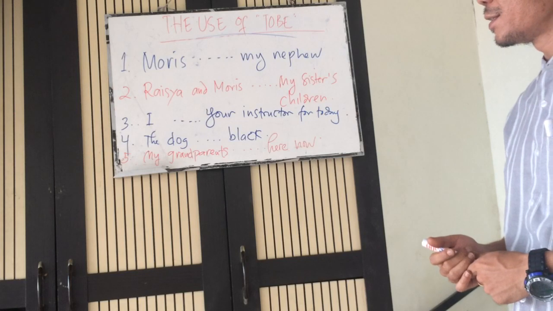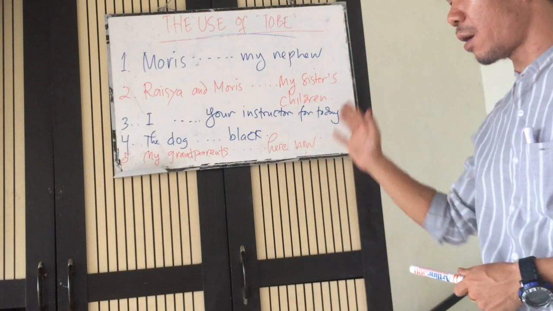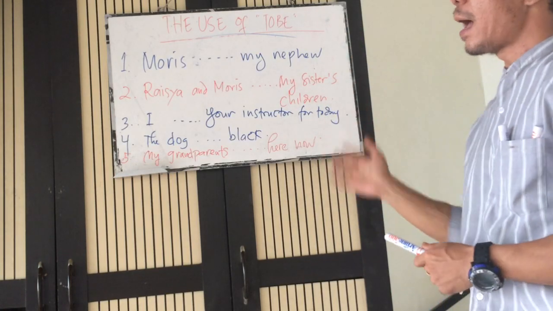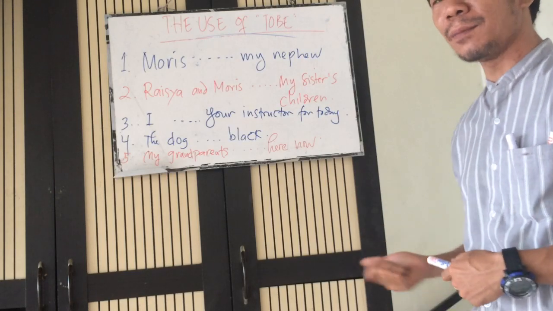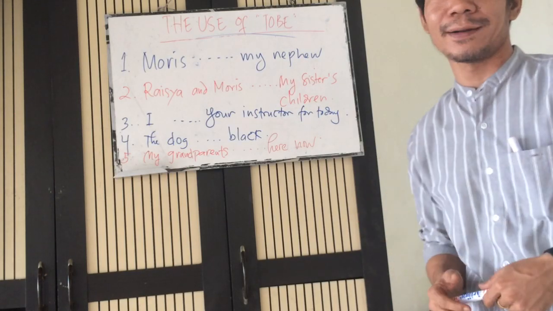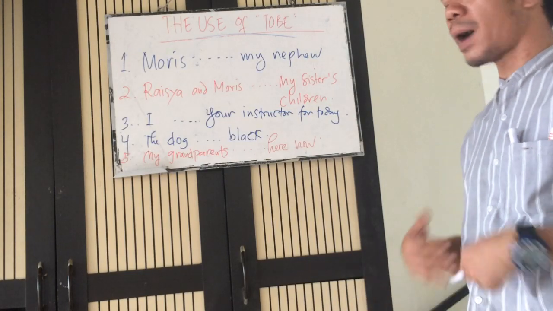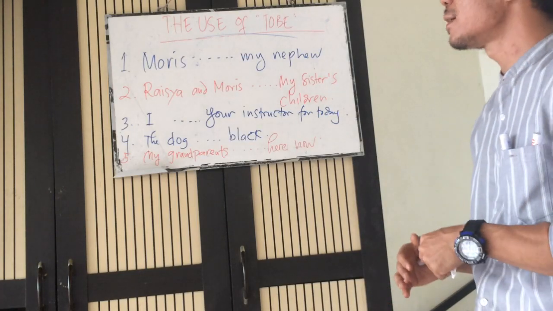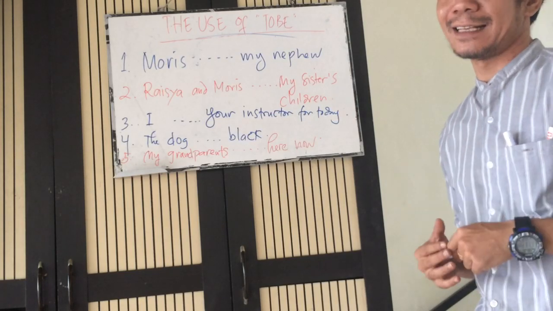All right? Yeah, so these sentences are for your assignment for today. Please do them, and after finishing them, please send them to my email for your score. Okay, that's our topic for today. That's my explanation about the use of to be in English, especially for simple present tense.